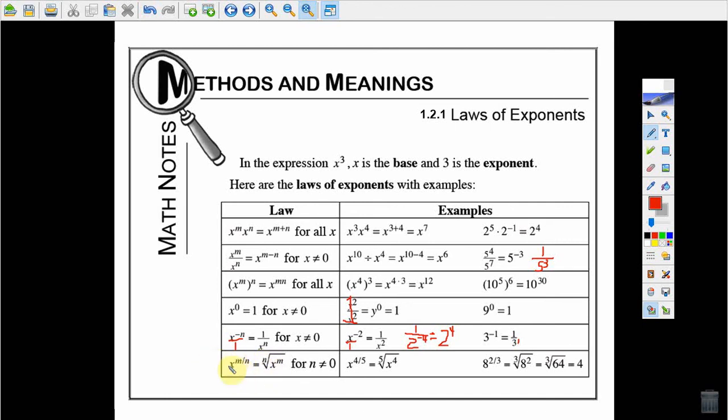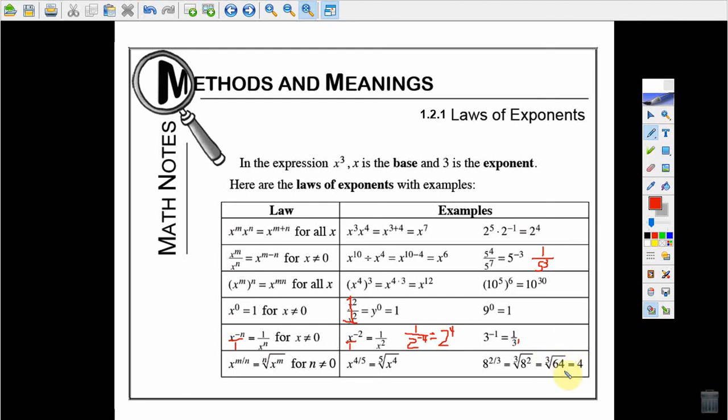Finally, last rule, if we have a base being raised to a fractional exponent, what we're going to do is raise that base to the m power and then take the nth root. So as an example, if we had x to the 4/5, we would say x to the 4th power and then take the 5th root of it. With a number, that means we would take 8 to the 2nd power and then take the 3rd root of it. So 8 to the 2nd power is 64, and then take the 3rd root of 64, which in this case would be 4.